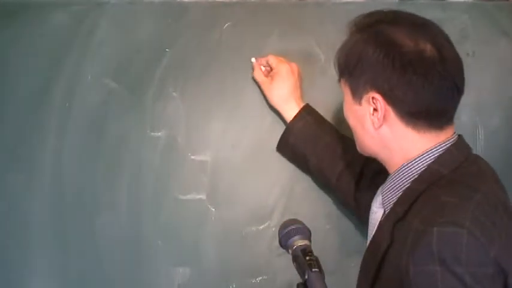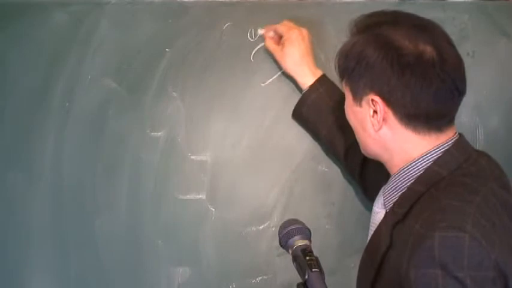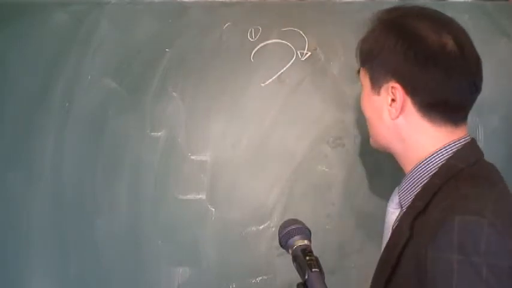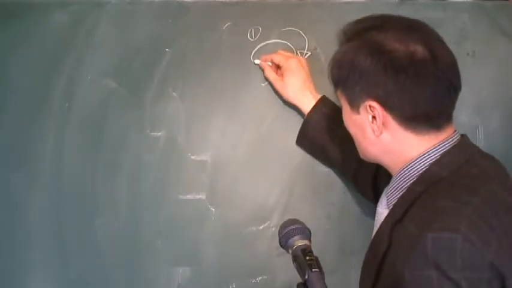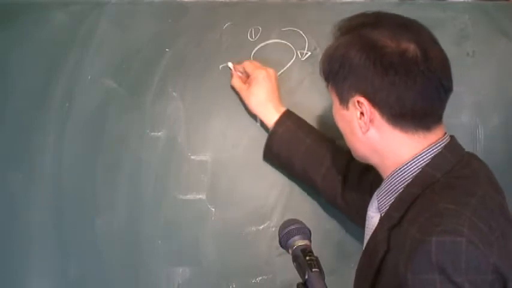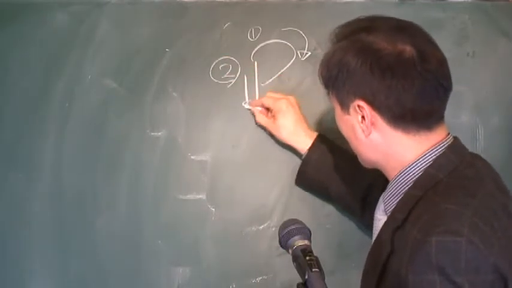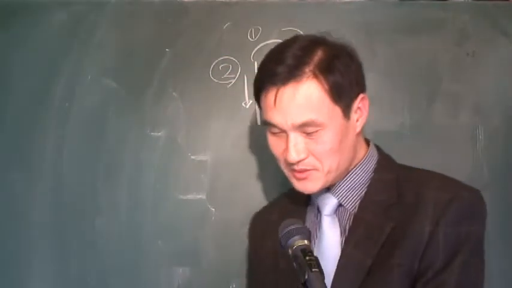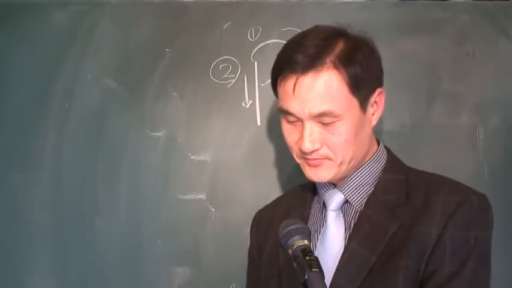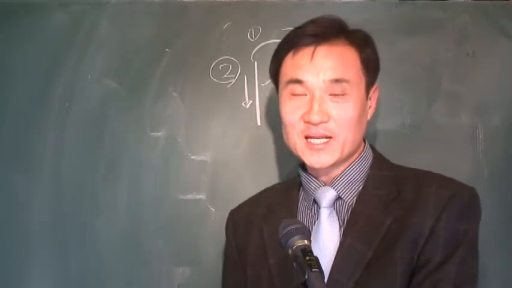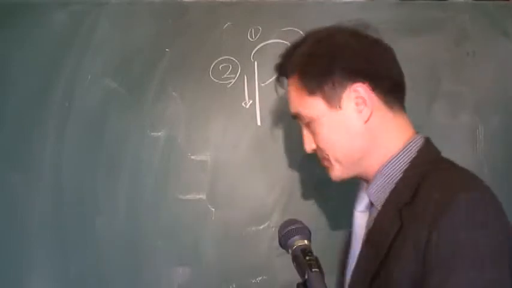Next, qof. To write qof, first draw a curved line and then draw a vertical line. Please follow along. Qof.